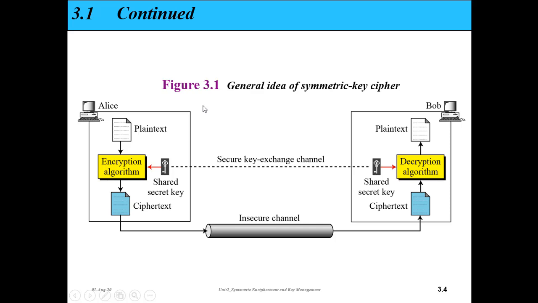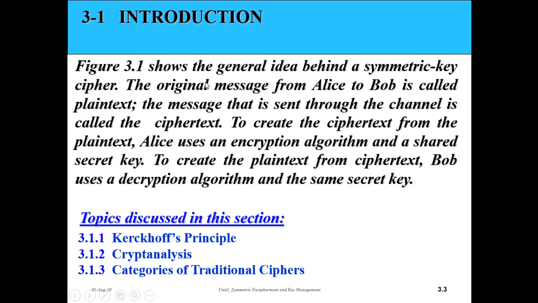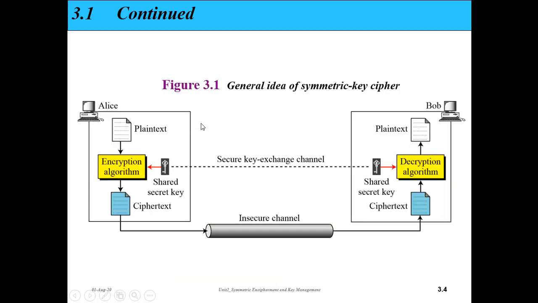So this figure shows the general idea of a symmetric key cipher. So first, before that, let's see what is a plain text and a ciphertext. Let's assume Alice wants to send a message to Bob. The original message from Alice to Bob is called plain text, and the message that is sent through the channel is called ciphertext. This message is usually sent to Bob through an insecure channel, so it should not be understood by anyone. That's why it is sent in encrypted form, which is ciphertext, right?